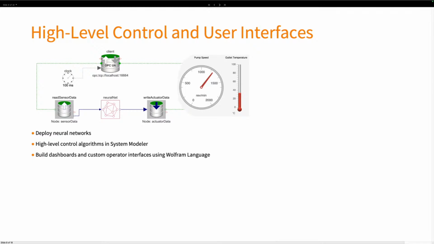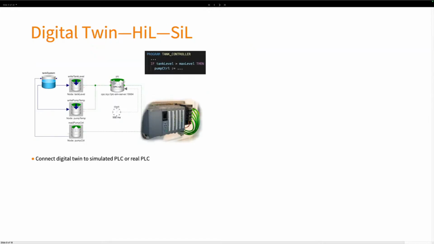Another broad area of applications are digital twins, software in the loop and hardware in the loop simulations. So say we're writing PLC code to control our system, and we want to test that PLC code before deploying it to real hardware. If we have the model of our system running in real time, we can connect that to our PLC simulator. Then we can run the software in the loop simulations and test our PLC code before deploying it to actual hardware.